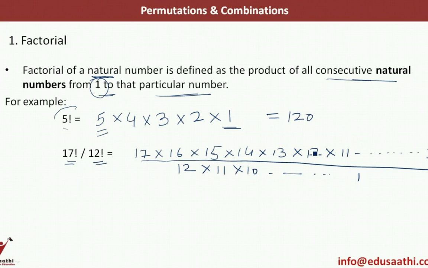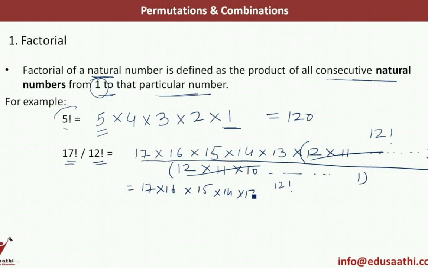Now what you notice here is that this actually is 12 factorial, because I start from 12 and I go till 1, and here also this is 12 factorial. So when you divide, this thing will cancel out. So what is the answer here? 17 into 16 into 15 into 14 into 13. So this is my final answer for 17 factorial by 12 factorial.